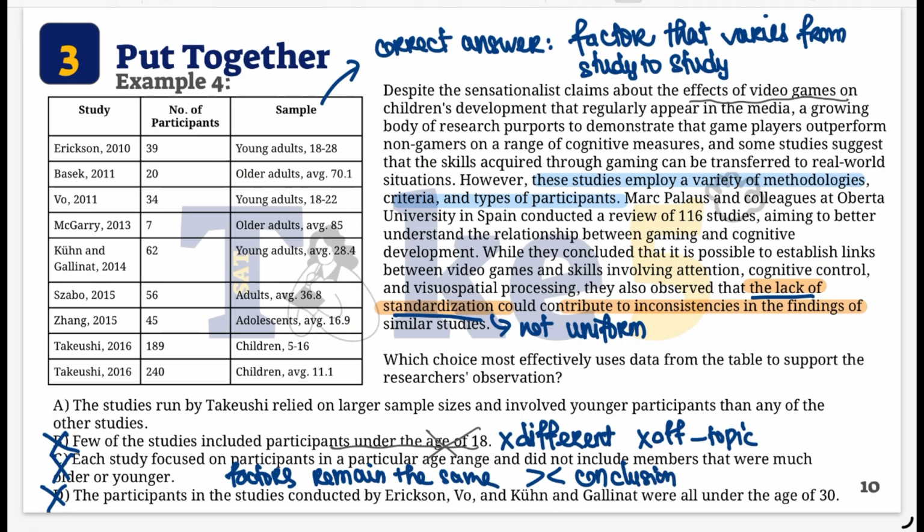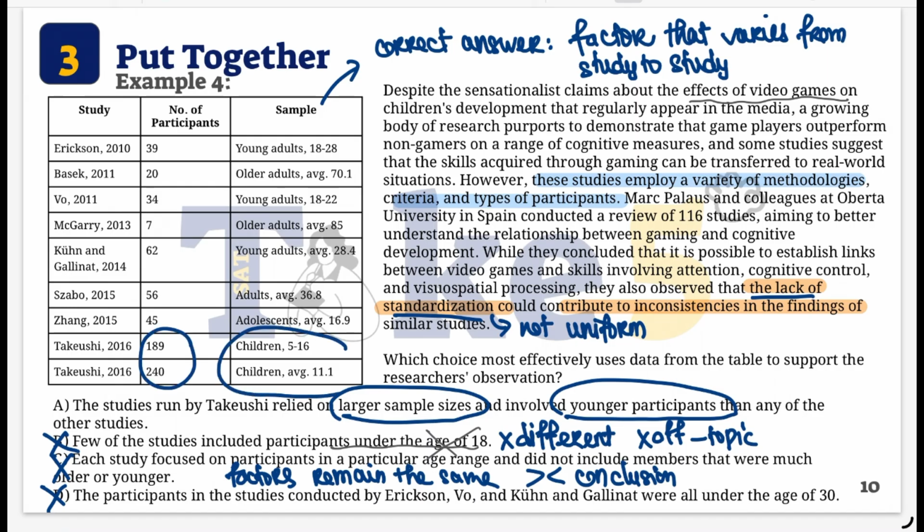Only A mentions an inconsistency that illustrates the researcher's observation. Two studies differed noticeably from the other studies in size and age demography of participants. You can verify this with the table data, as it is true that other studies, except for Takeuchi's 2016 study, have smaller sample size and varied age group from adolescents to older adults. This is exactly the lack of standardization amongst all studies mentioned in the conclusion.